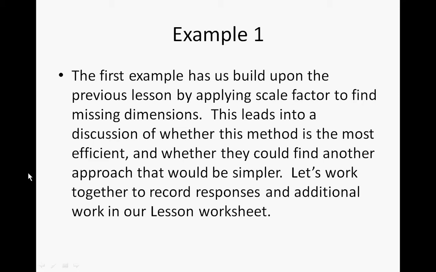This first example has us build upon the previous lesson by applying scale factor to find missing dimensions. And this leads into a discussion of whether this method is the most efficient and whether they could find another approach that would be simpler. Let's work together to record responses and additional work on our lesson worksheet.